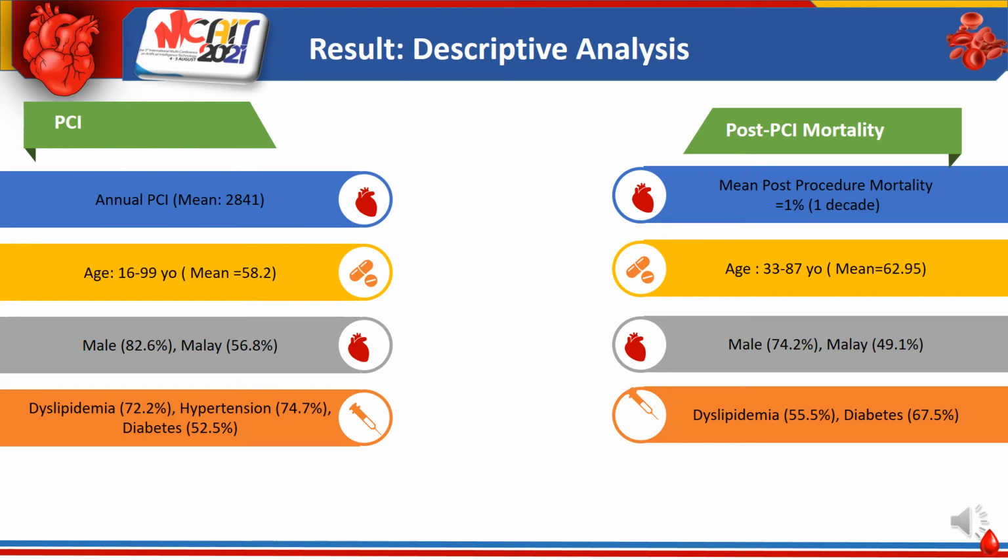For post-PCI mortality, mortality rate is about 1%. Mean age was 62.95 years old. Significant distribution in male and Malay race, also concomitant disease with dyslipidemia and diabetes.